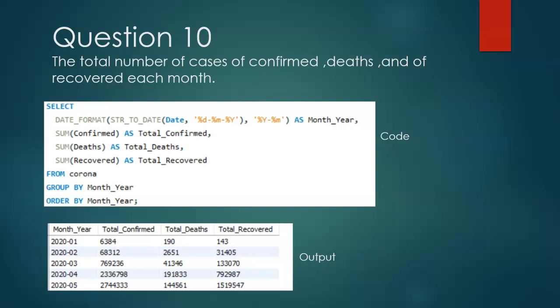The total number of confirmed, deaths and recovered cases each month. Here also the date format and string to date are used, and the output is represented in the format of month and year. That is, for each month of 2020, the total confirmed cases, the total death cases, and the total recovered cases are represented in the output. Here we need to mention the format of the date, which is date, month, and year. And for the group by format, we have used the month and the year.